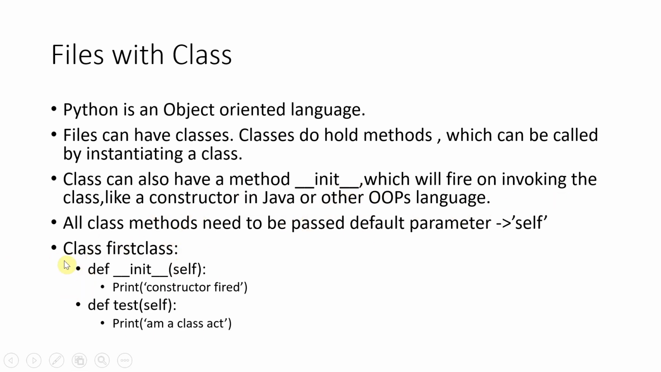Now, if you see here, this is a class definition. You say class name. Then if you want to define a constructor which will always fire, you say def __init__. So this is a reserved word, okay? If you want to define a constructor, you have to write it like init. And mandatory, you have to give self as a parameter. Any method inside a class, let me repeat, should always have a default parameter self.